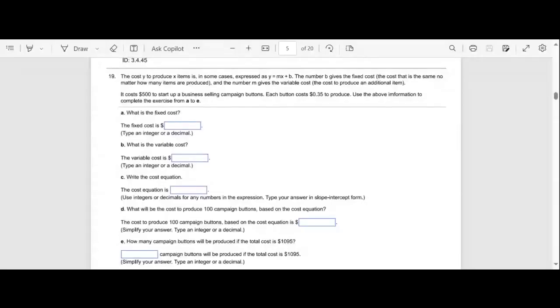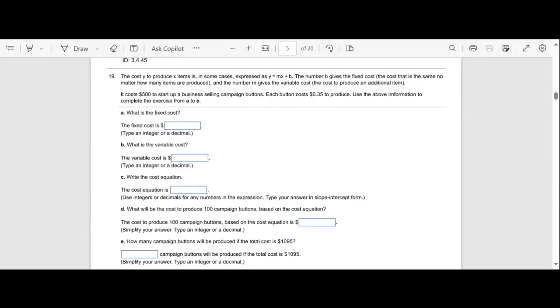The cost y to produce x items is, in some cases, expressed as y equal mx plus b. The number b gives the fixed cost, the cost that is the same no matter how many items are produced. And the number m gives the variable cost, the cost to produce an additional item.